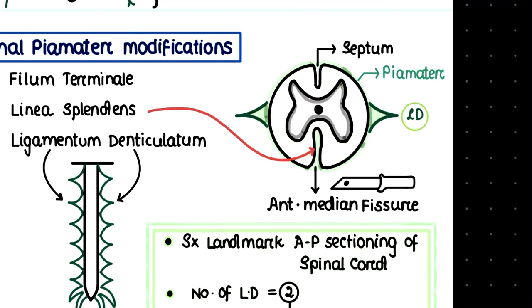So what is the significance of this ligamentum denticulatum? The significance is that it helps us during surgery. It acts as a surgical landmark. That means while doing surgery, it helps us to know that we have reached the midpoint of the spinal cord. So that is the important thing. It acts as a surgical landmark during the time of sectioning of the spinal cord. Okay, I hope you are clear now.